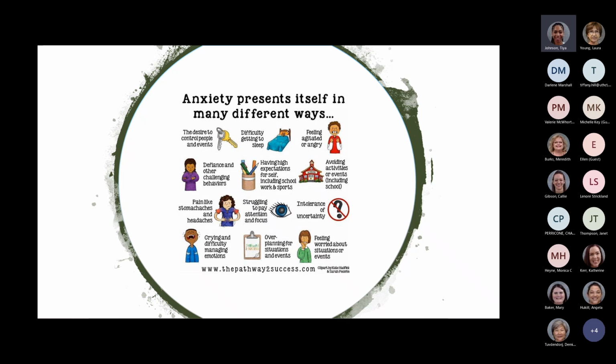Defiance or other challenging behaviors can be present. Also having high expectations of self, including schoolwork and sports, avoiding activities or events, including school, so school avoidance, having somatic symptoms such as stomach aches and headaches, and struggling to pay attention and focus.